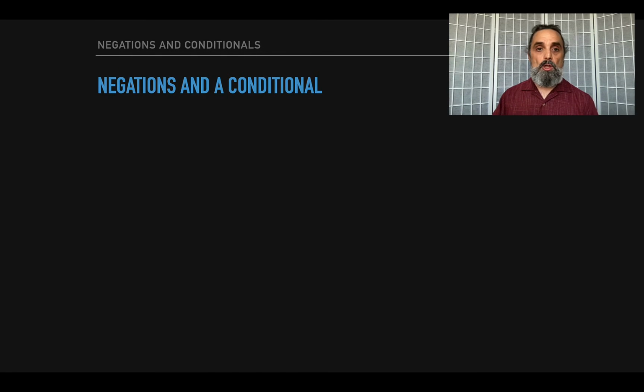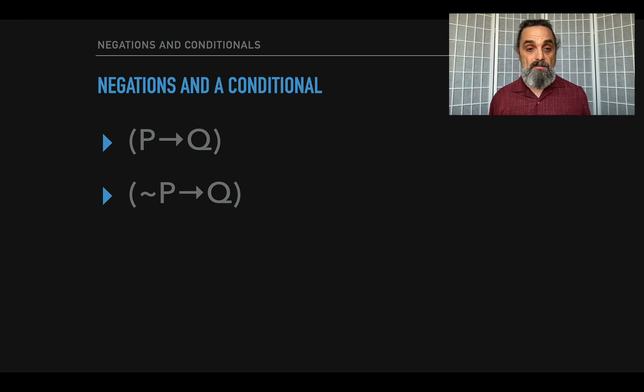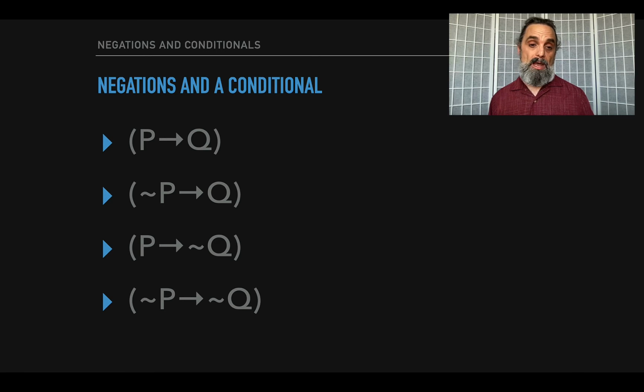Now, there are actually lots of ways in which negations and conditionals can be combined. So we could have (P → Q) with parentheses. With no negations, we could have if it's not the case that P, then Q. We could have if P, then it's not the case that Q. And we could have if it's not the case that P, then it's not the case that Q. And then we could put negations on all of those.